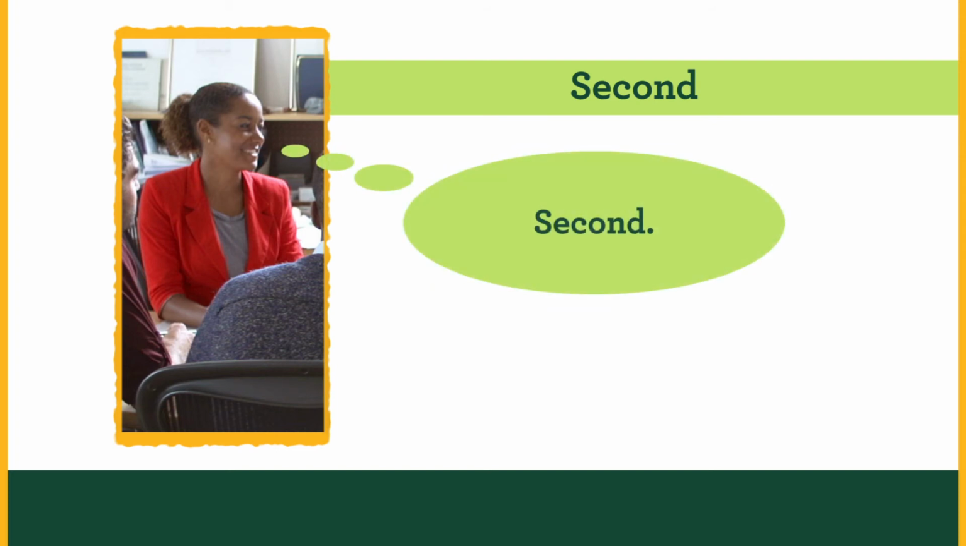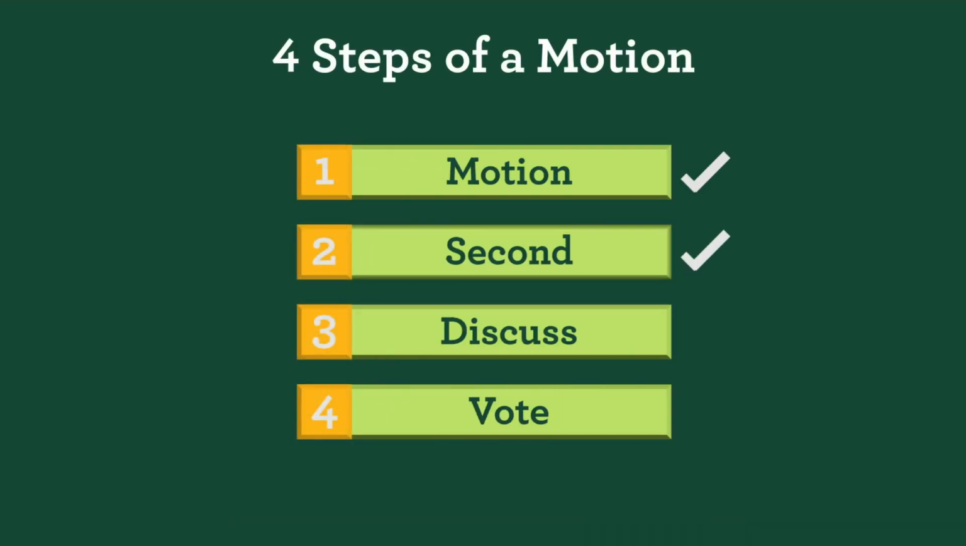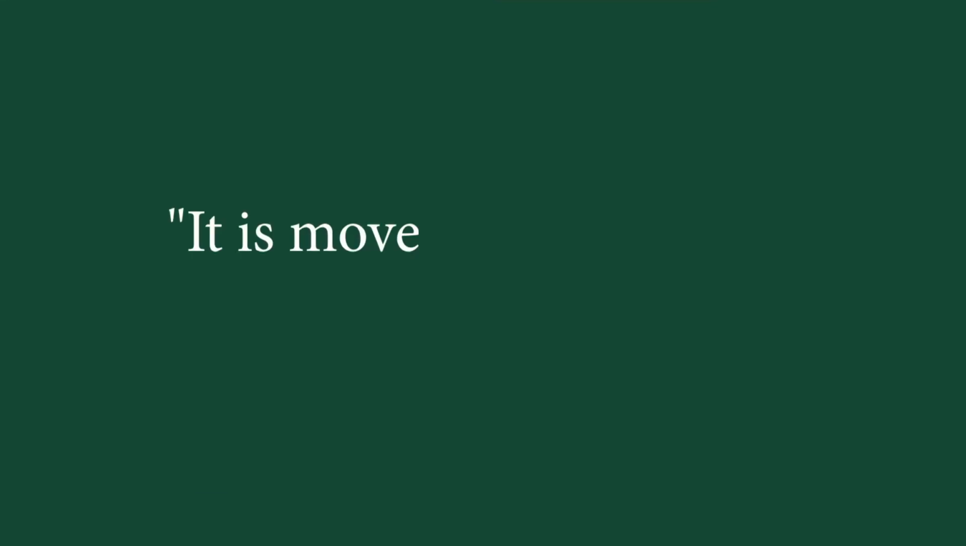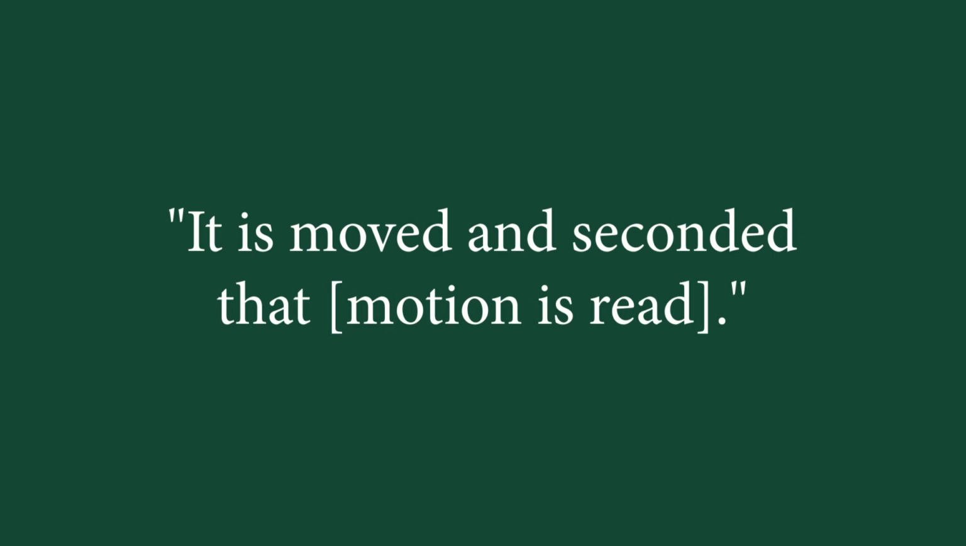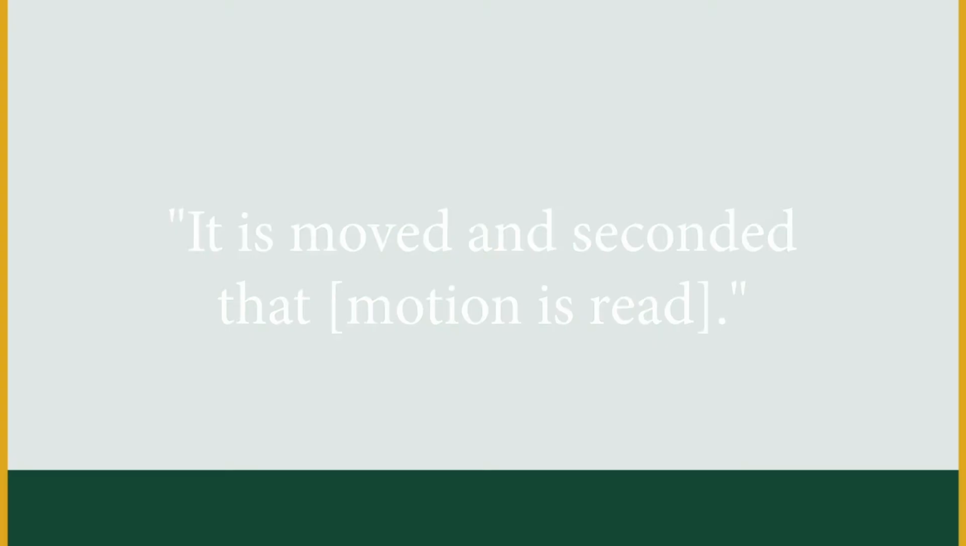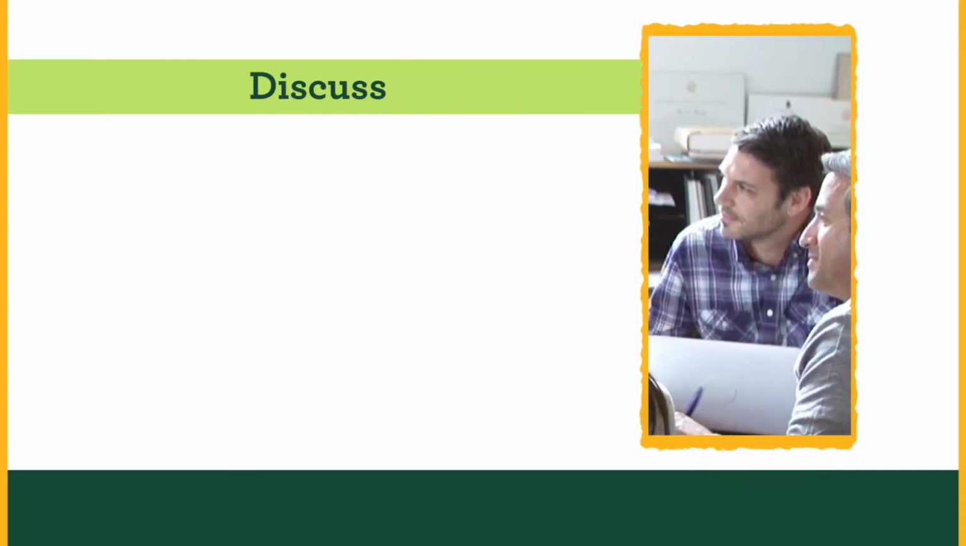If no second is immediately heard, the chair asks, is there a second to the motion? Without a second, the motion is lost and simply does not come before the group. If this happens, the chair states that as the case and moves on to the next item of business. If a second to the motion is received, the chair says, "It is moved and seconded that," and then reads the motion. It is now time to discuss the motion.